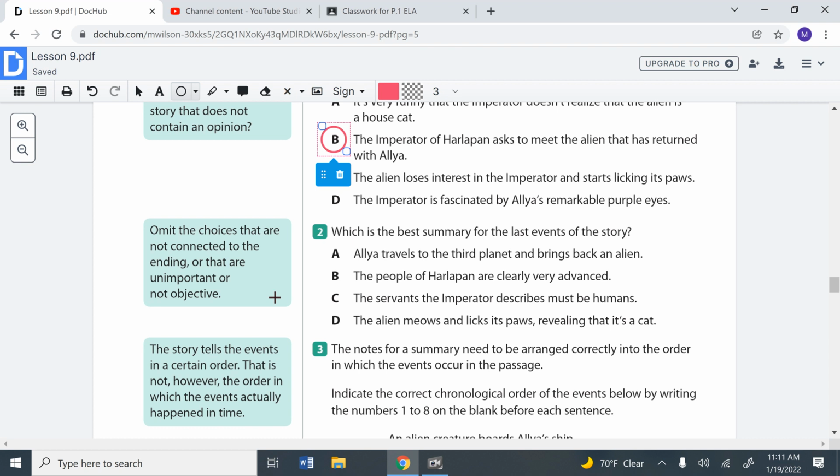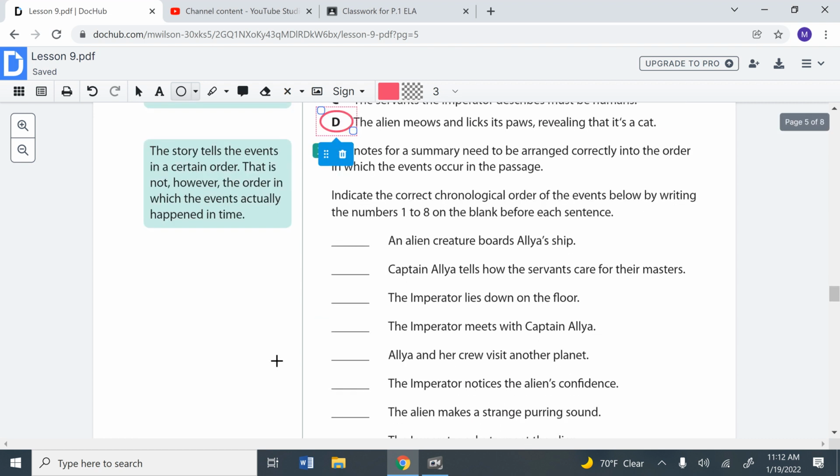So, if you're going through all the answers, A is incorrect because it does not tell about the ending of the story, and choices B and C are incorrect because they give opinions, which then leaves us with D, the alien meows and licks its paws, revealing it is a cat, because obviously it is an objective statement that gives important information about the surprise end of the story.